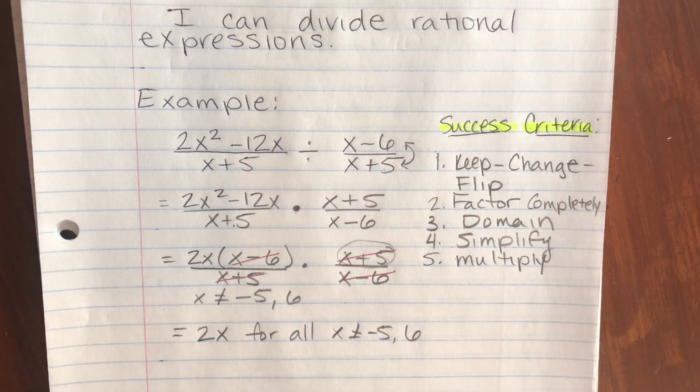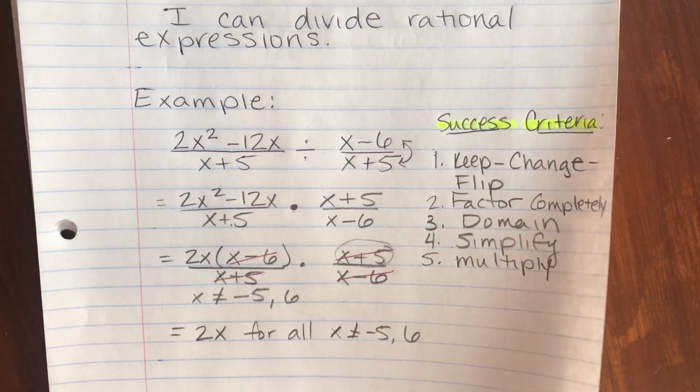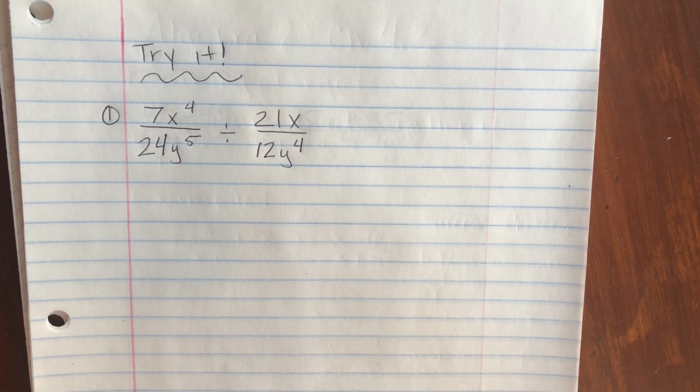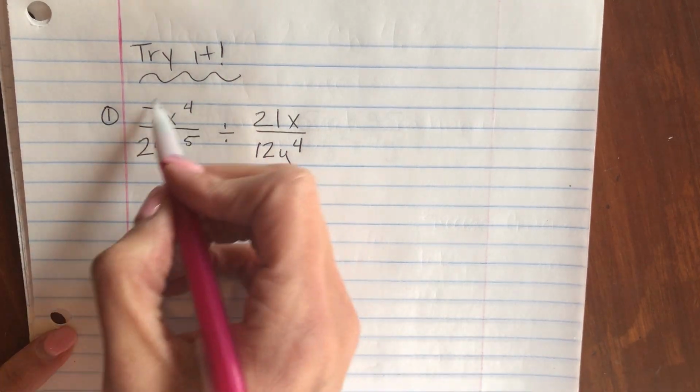All right, let's try another one. Okay, try this one on your own. Pause the video. All right, so this one's a little bit different because you can't really factor anything in the traditional sense like how we've been doing before. So we're going to look at, again, following that success criteria, don't forget your keep, change, flip. So that has to be your first step before you start factoring or canceling anything out. So remember, keep, change, flip. Keep the first one.